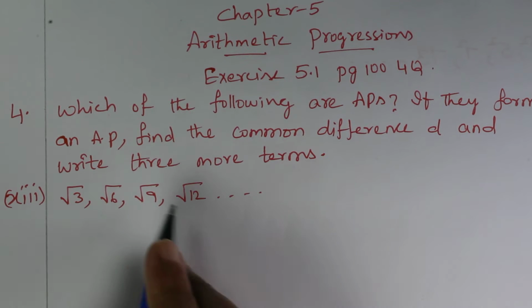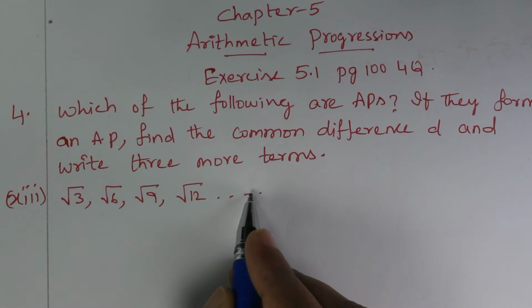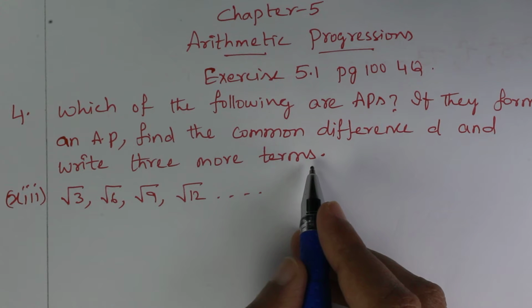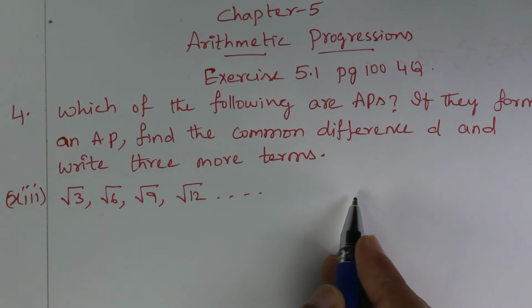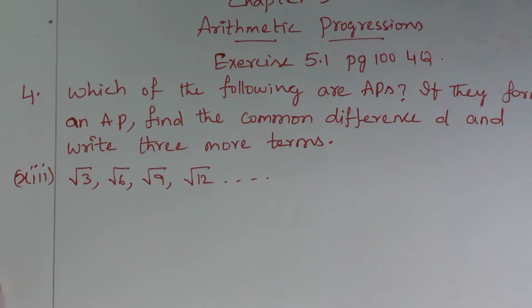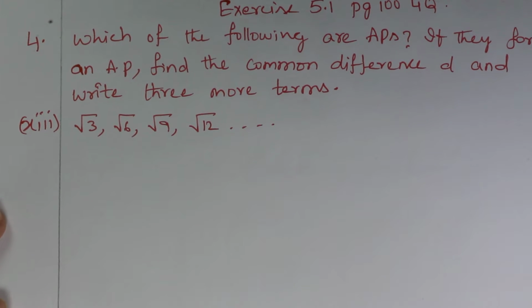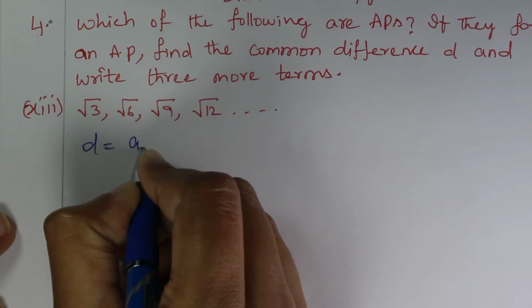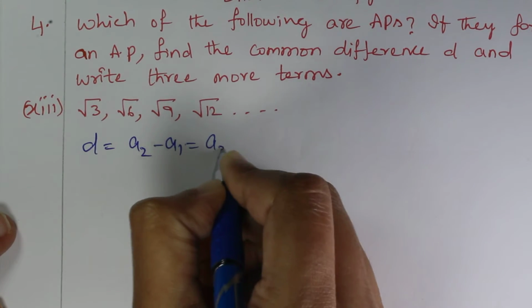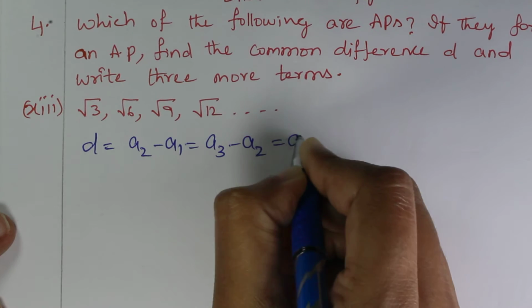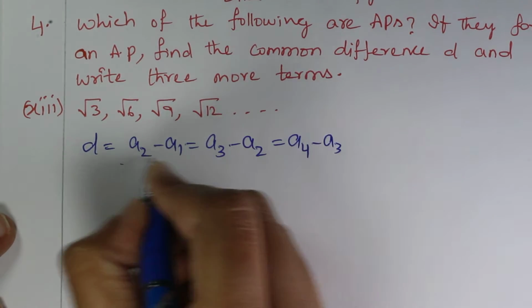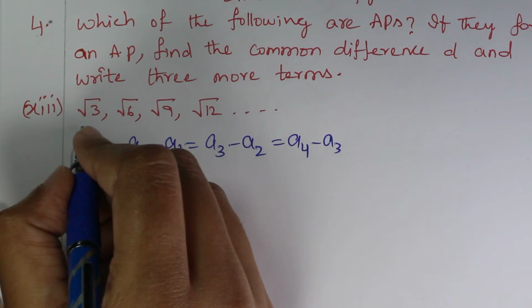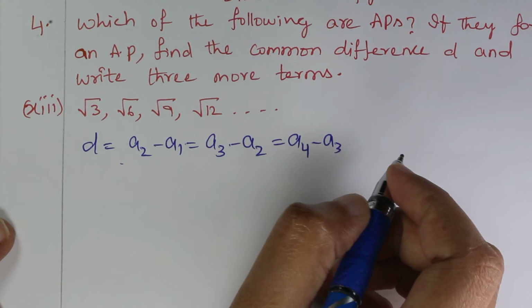So we have to find out whether this series is an arithmetic progression. If it qualifies to be an arithmetic progression, then we have to write the next three terms of this AP. So let's check the first series. We know the condition for arithmetic progression is D is equal to A2 minus A1 is equal to A3 minus A2 is equal to A4 minus A3. So all these terms should be equal in order for the series to be an arithmetic progression.